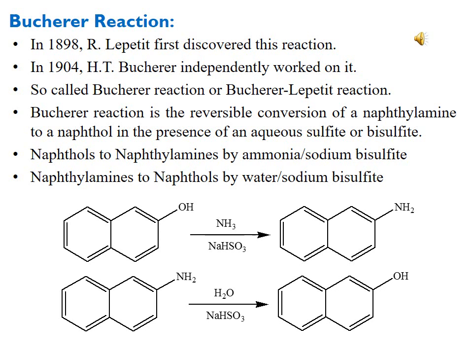Naphthols are converted into naphthylamines by the reaction with ammonia in the presence of sodium bisulfite or ammonium sulfite, and naphthylamines are converted back into naphthols by the reaction with water in the presence of sodium bisulfite. Here you can see the reaction: naphthol is going into naphthylamine on reaction with ammonia and sodium bisulfite, and naphthylamine is going into naphthol on reaction with water and sodium bisulfite.